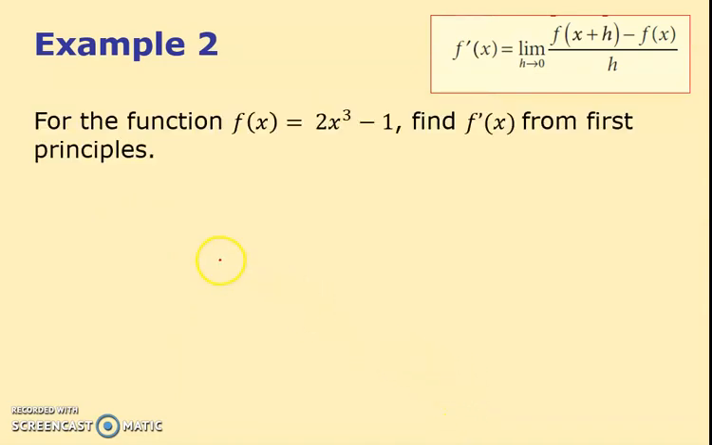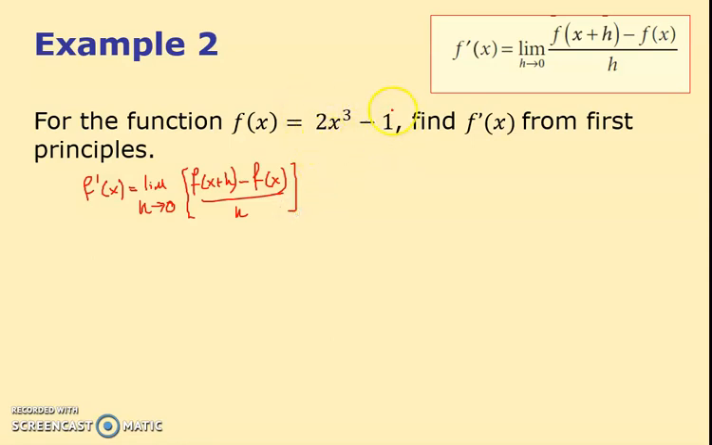Example 2, let's have a look at this. For the function f of x is 2x cubed minus 1, find f dash of x. They want me to find the gradient function. So f dash of x, we write out the formula. So the limit as h tends to 0 of f of x plus h minus f of x all over h.